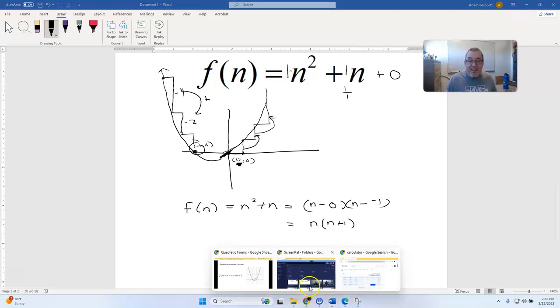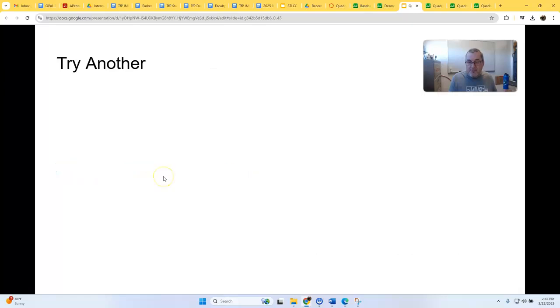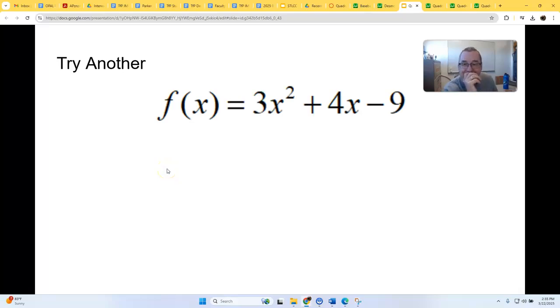So that's how we can more easily find the 2 factors of that quadratic expression or quadratic function. All right, since we've been working on this one so long, let's use that same strategy in a different case. 3x squared plus 4x minus 9.